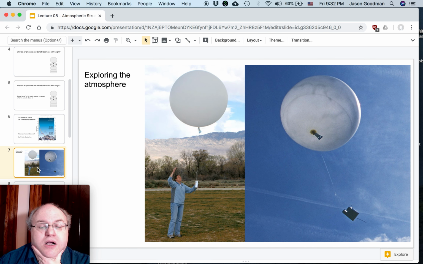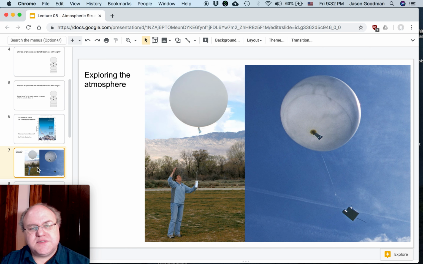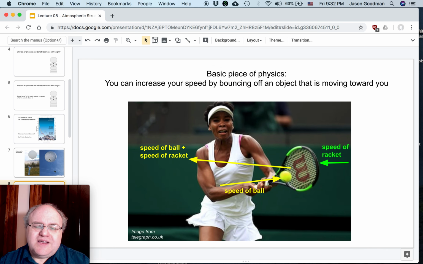All right, so understanding that the pressure decreases as we go up, the next thing we want to talk about is temperature, and thinking about the change in temperature with height. Now, in order to understand that, we need a piece of basic physics first. We've got a tennis player here to illustrate this.